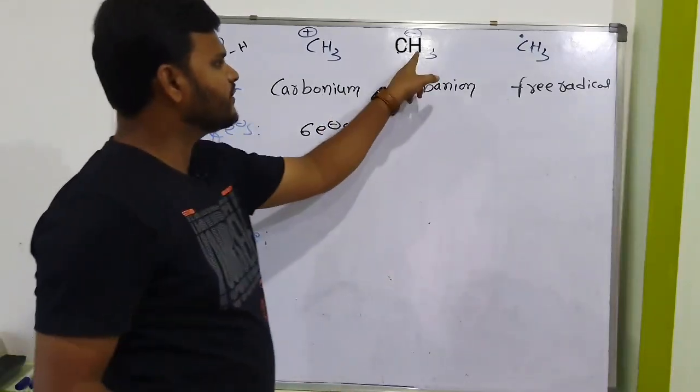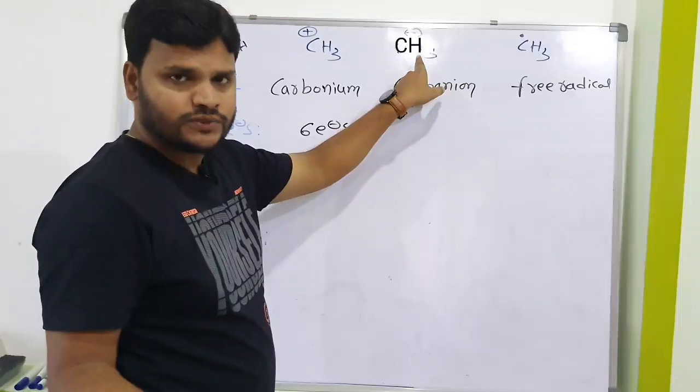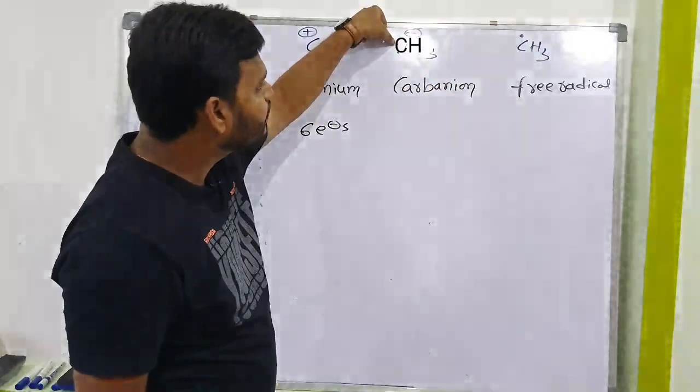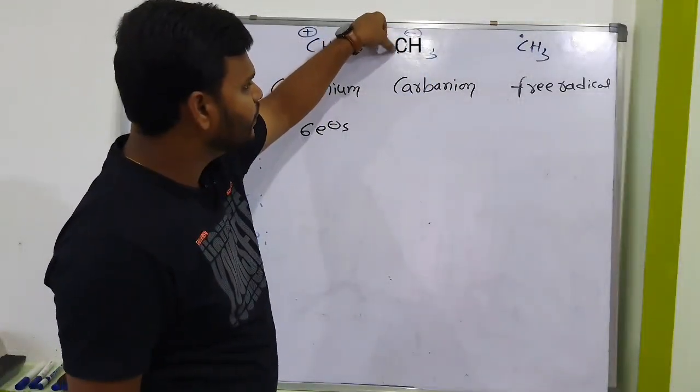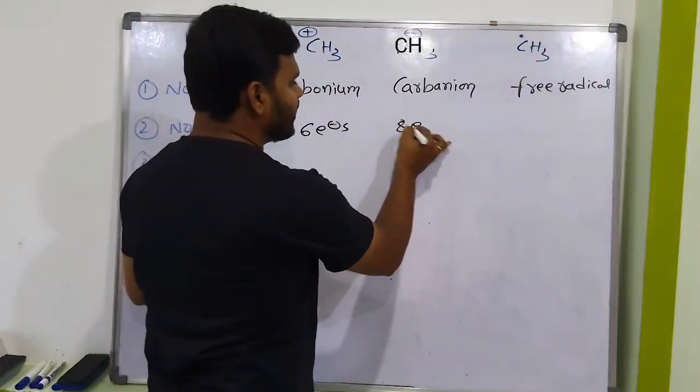What about this one, CH3 minus? Same logic, 3 bonds, so 6 electrons. But you need to count these 2 electrons also. You need to add up this lone pair also. Then the total becomes 8 electrons.